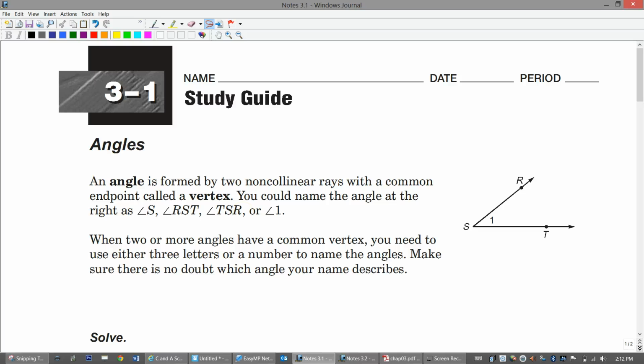Okay, here we go. We're going to first talk about what an angle is. An angle is formed by two non-collinear rays who share an endpoint.